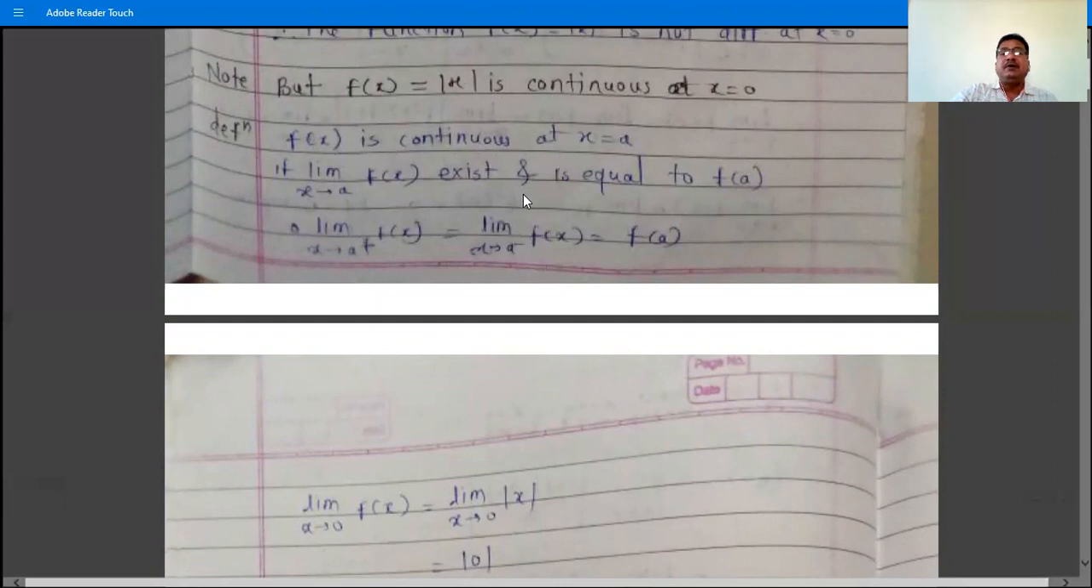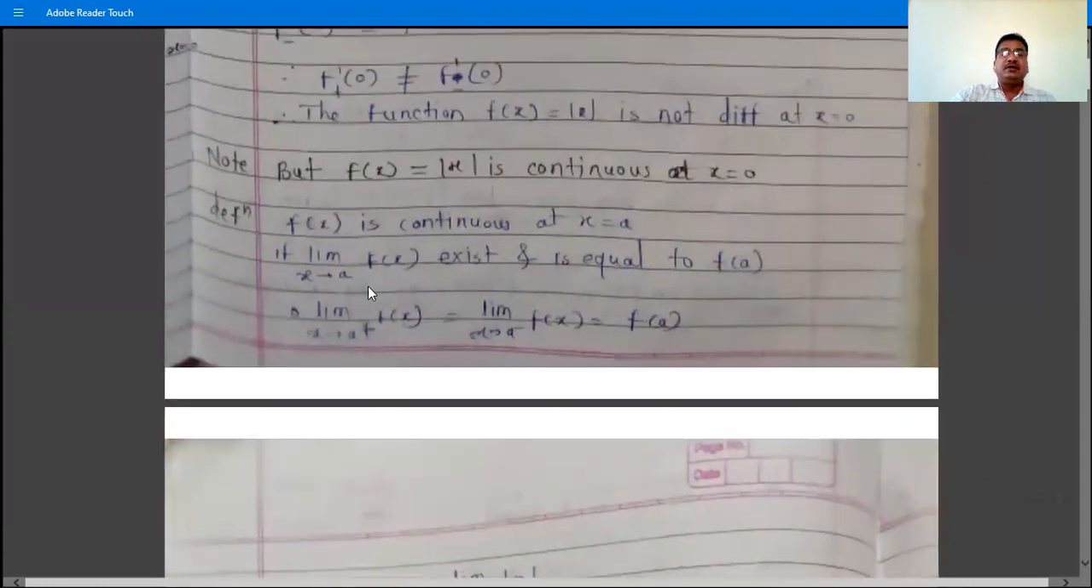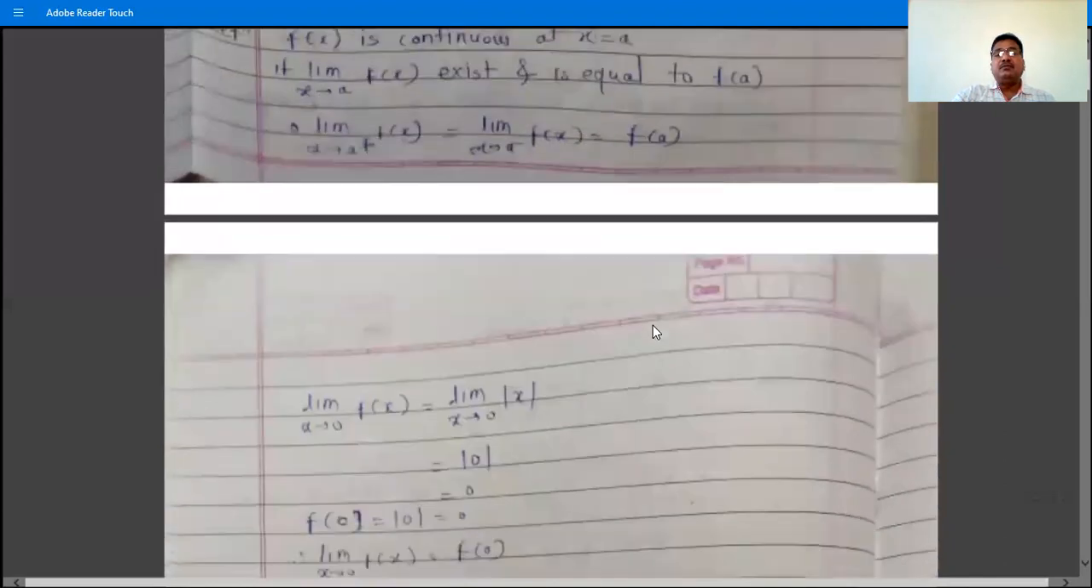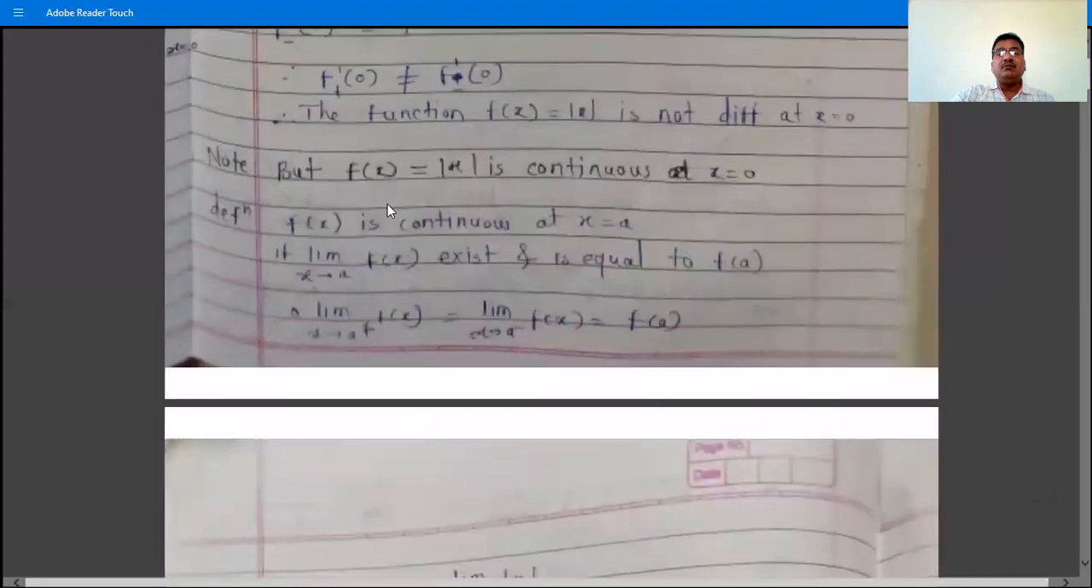This is actually the previous topic of calculus 1, a topic of the first term, that the function is continuous at x is equal to a if the right hand limit is equal to the left hand limit is equal to the value. And now we have to find, for f(x) equals mod x, the right hand limit, left hand limit, and value at a.